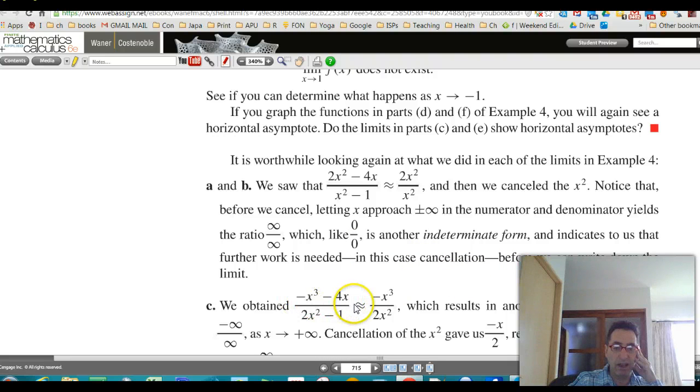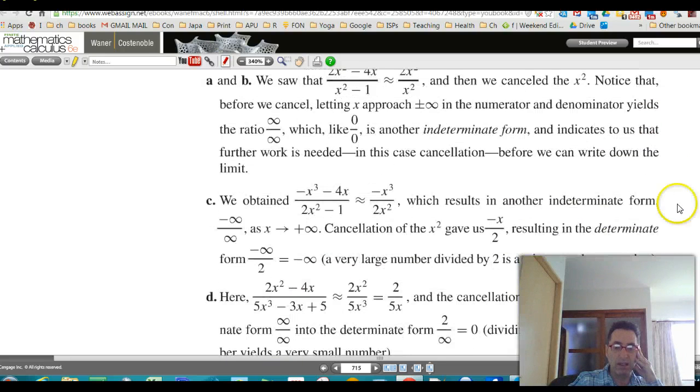In this one we obtained this, which results in another indeterminate form, minus infinity over infinity, as x goes to infinity. But what we did instead was we canceled first. Cancellation of the x squared gave us this, resulting in the determinate form, this over this, which is that. Okay, so this one is called indeterminate. We don't know what it means, but this one we do know what it means. It means minus infinity. And same with other things.